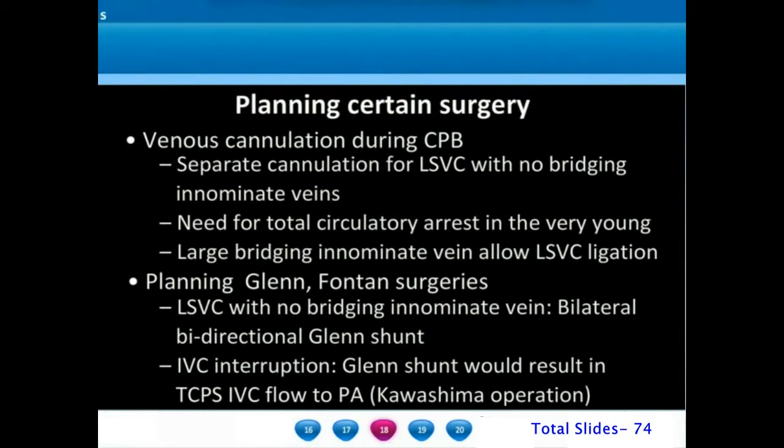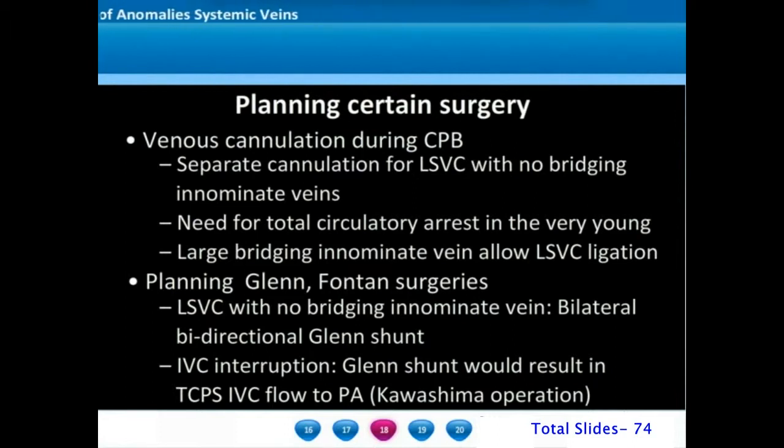Before venous cannulation during cardiopulmonary bypass, all the venous abnormalities should be analyzed. If there is a left superior vena cava without any bridging innominate vein, the left superior vena cava will need a separate cannulation during cardiopulmonary bypass. Sometimes in the very small baby, this may even involve going on total circulatory arrest. If there is a large bridging innominate vein, it will allow LSVC ligation or clipping.